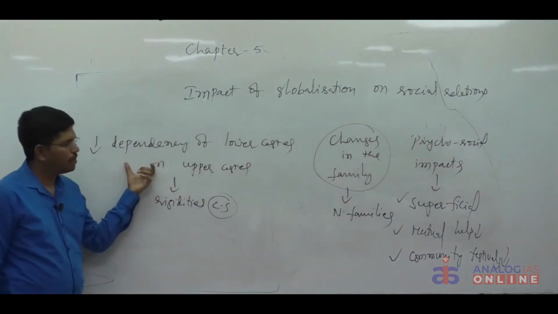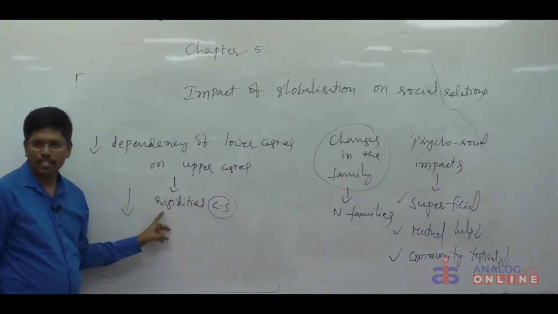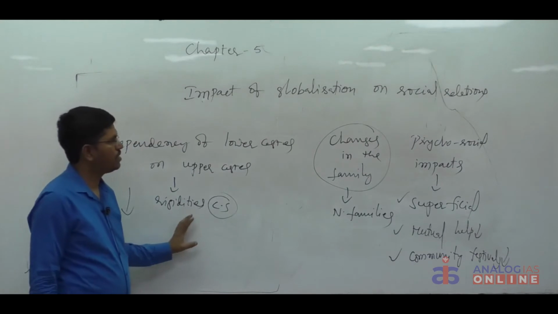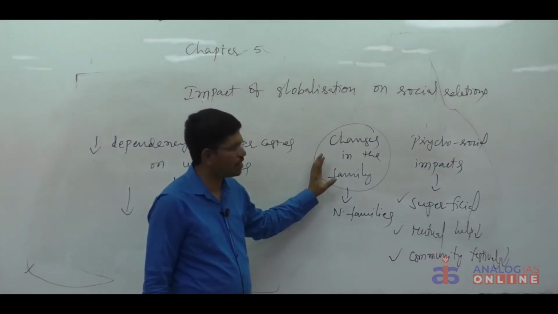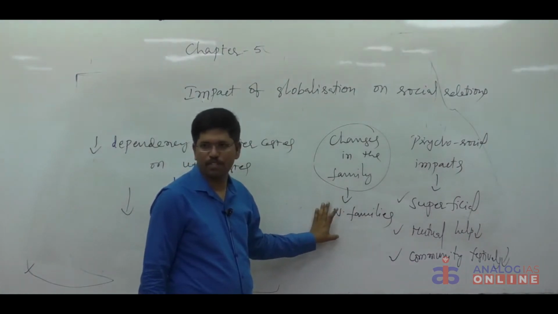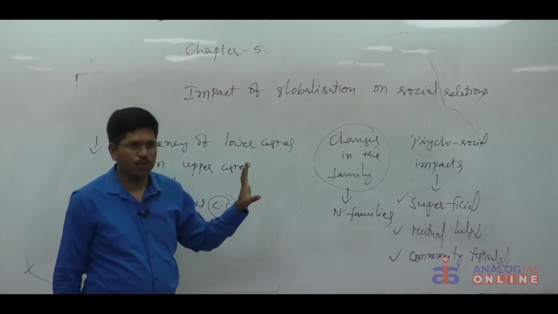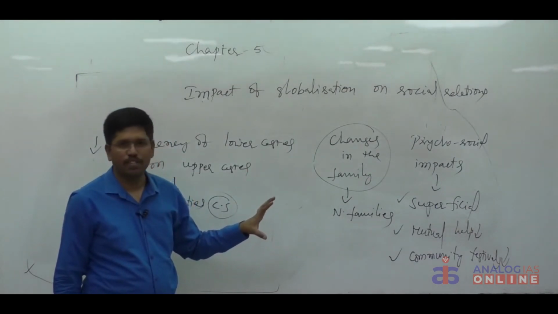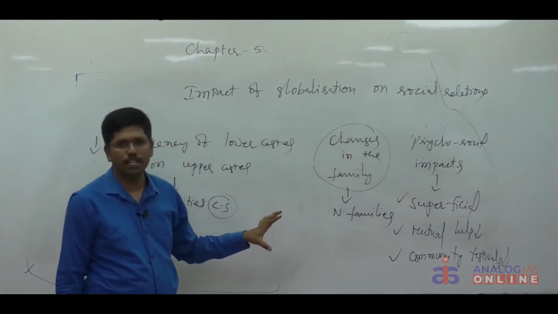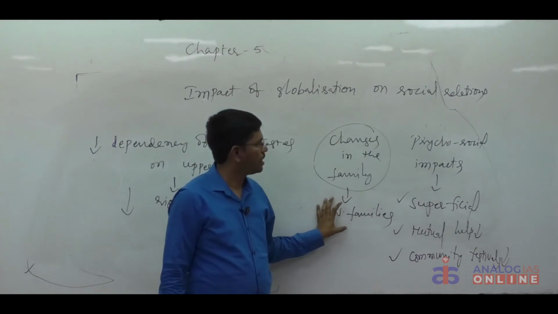First one is the dependency of the lower caste and the upper caste was decreased. That's why the rigidities associated with the caste system were decreased. And because of the employment opportunities in industrial centers and urban centers, nuclear families came into existence. Family ceased to be the unit of production. Psychosocial authority of the elders was decreased. The incidence of love marriages increased. The frequency of divorces increased. And diversity in the way of thinking within the family increased.